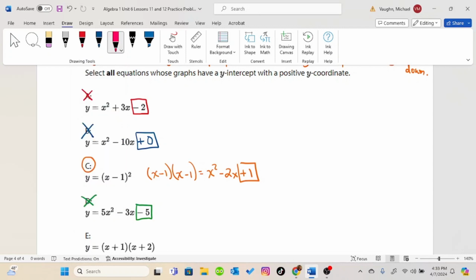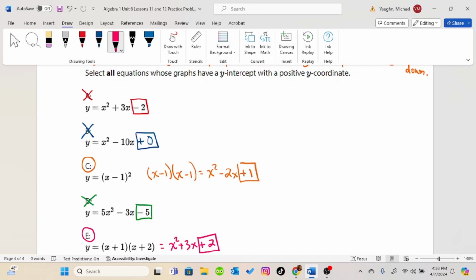And finally, E, if we use the FOIL method, becomes x squared plus 3x plus 2. The plus 2 is the y-intercept, so that is positive. So the correct answers to the last practice problem are choice C and choice E.